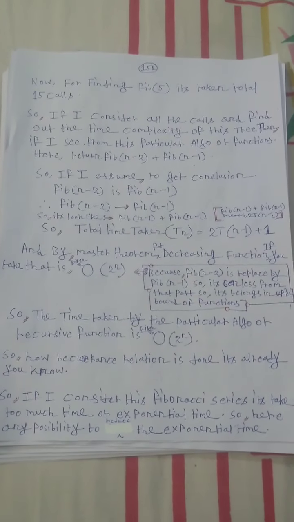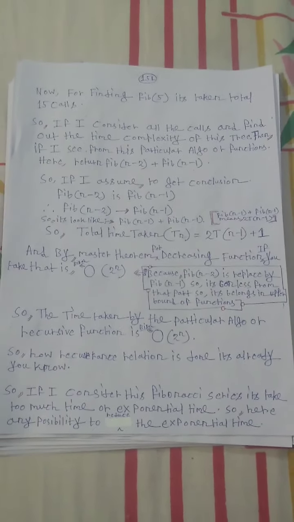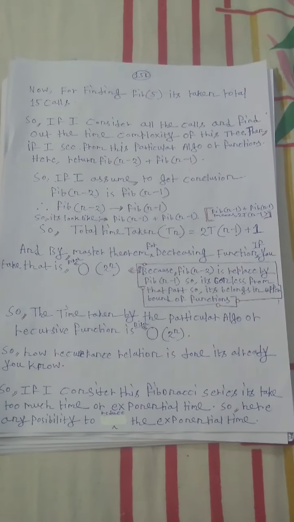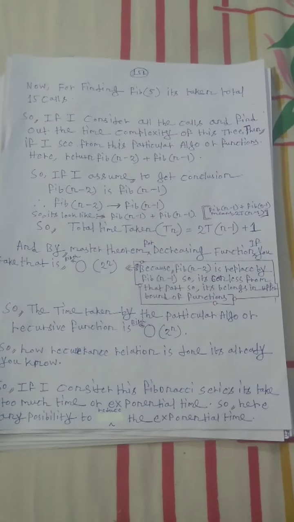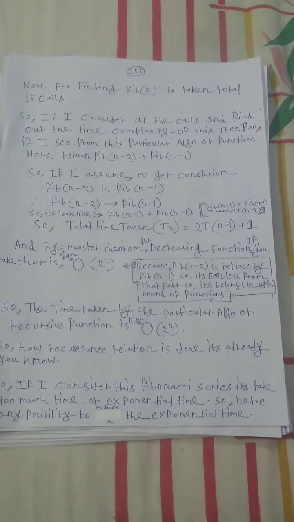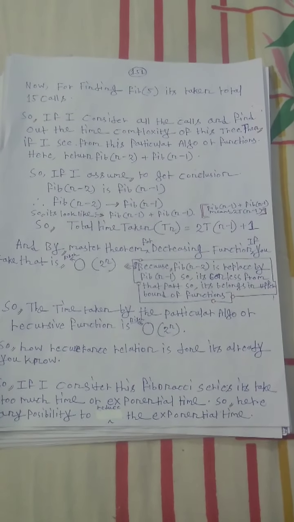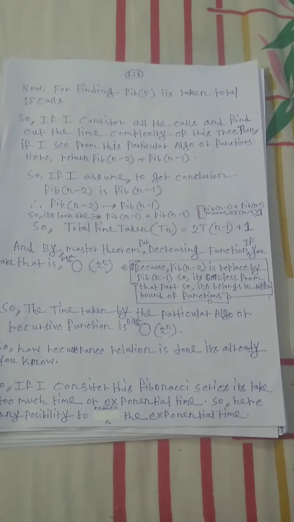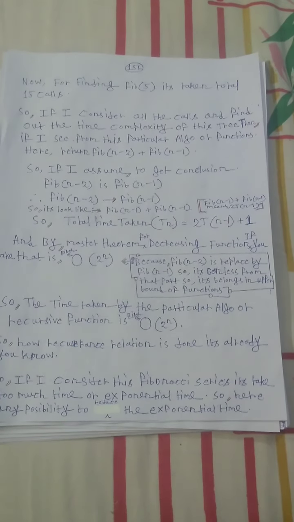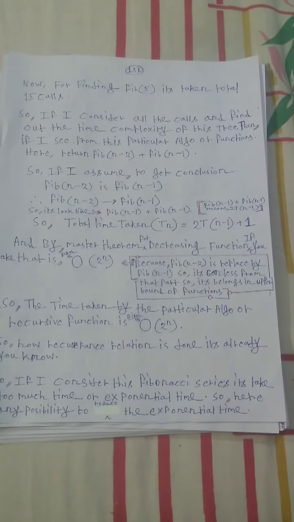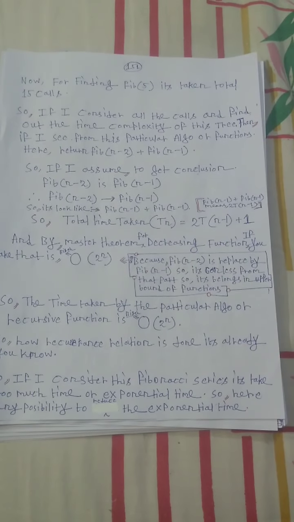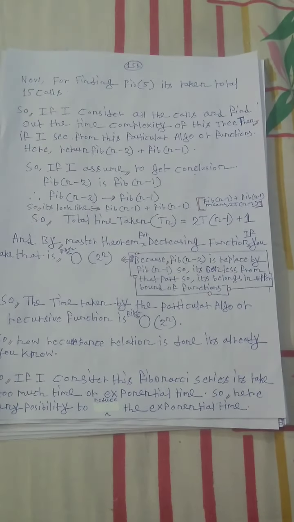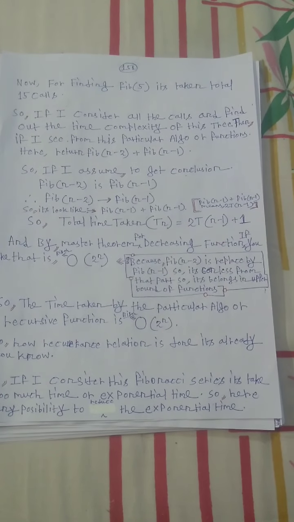So now for finding fib 5, it's taken a total of 15 calls. If I consider all the calls and find out the time complexity of this tree, from this particular function, return fib n minus 2 plus fib n minus 1. To reach a conclusion, I can assume that fib n minus 2 is fib n minus 1. So it looks like fib n minus 1 plus fib n minus 1, which means the total time taken is T(n) equals 2T(n minus 1) plus 1.